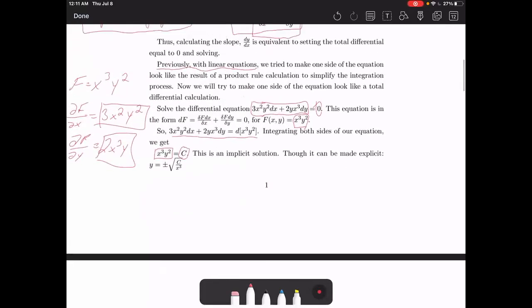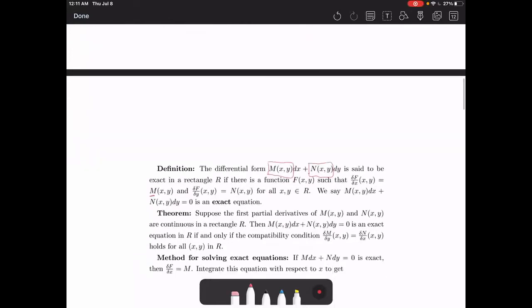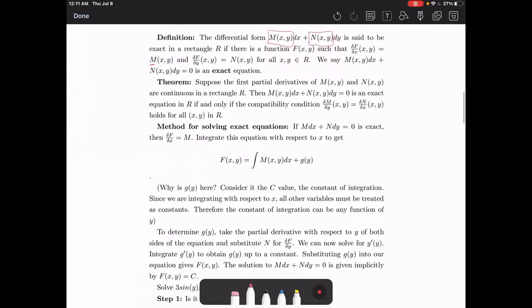We noticed that the partial derivative of f with respect to x was multiplied by dx, and the partial derivative of f with respect to y was multiplied by dy. We're giving them different names, M and N, but it's the same thing. If that is the case, and those do represent those partial derivatives, then we say that M of x, y dx plus N of x, y dy equals 0 is an exact equation.